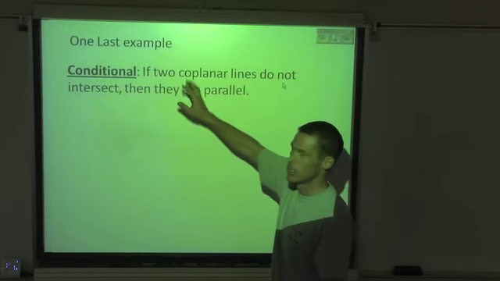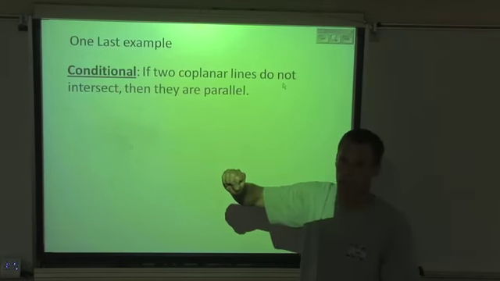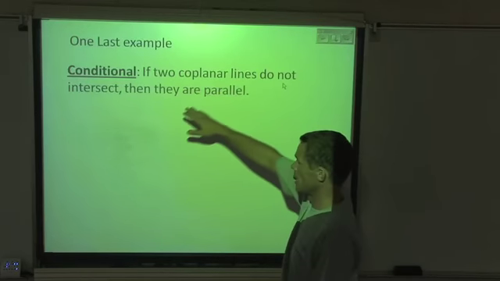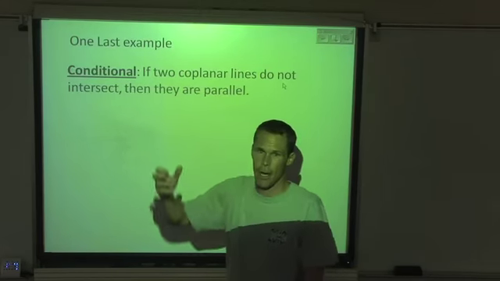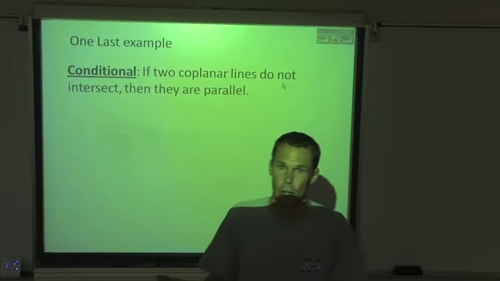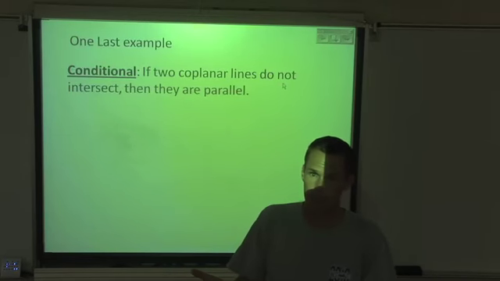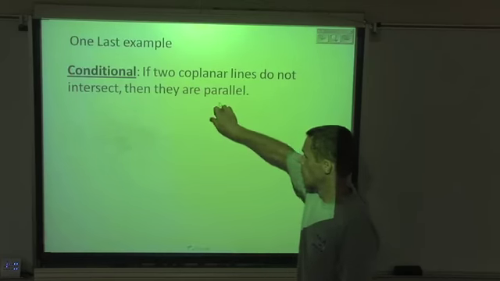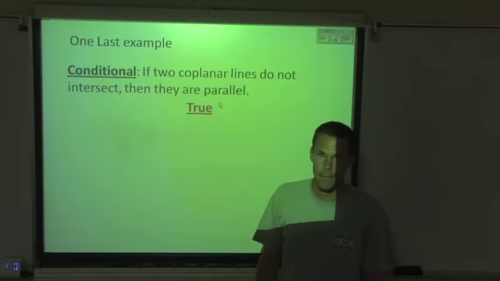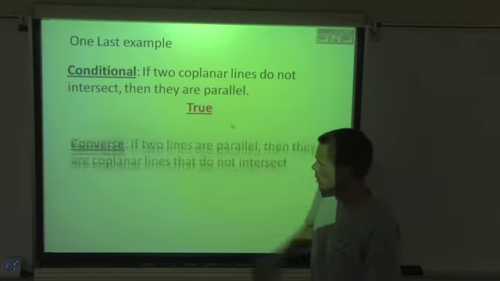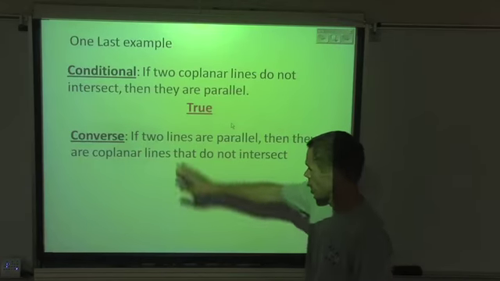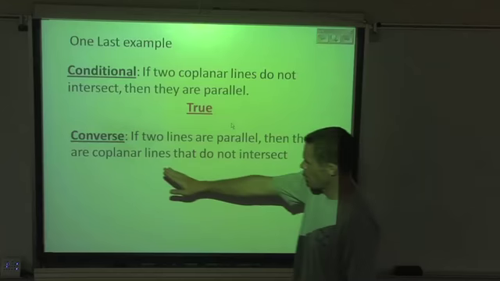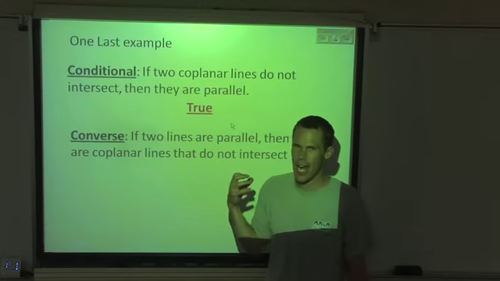The word coplanar is the most important word here though, because this statement would be false if it just said if two lines do not intersect, then they are parallel, because skew lines don't intersect. But skew lines are not coplanar. So this is a true statement. Now, if we take the converse, if two lines are parallel, then they are coplanar lines that do not intersect.